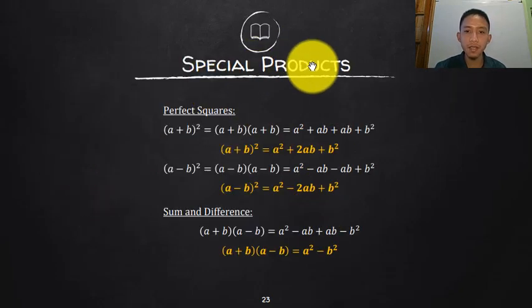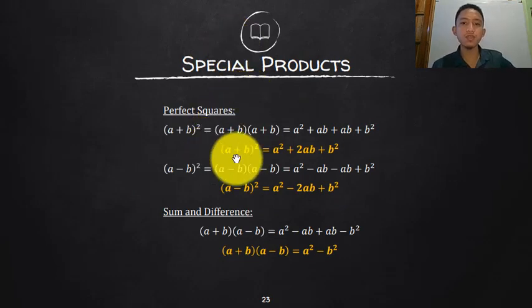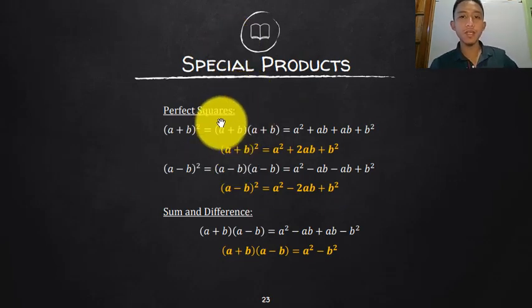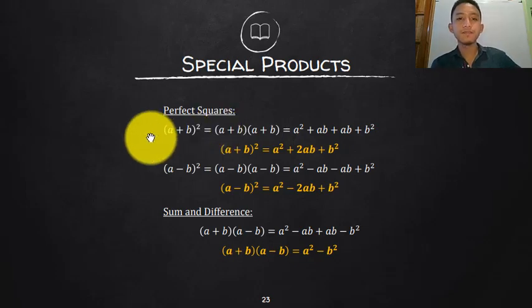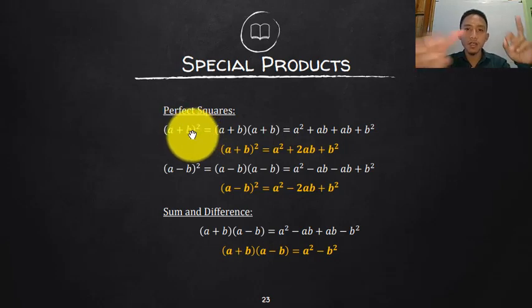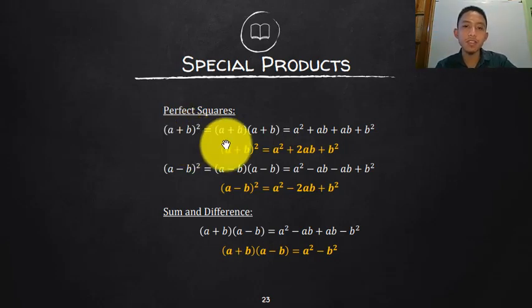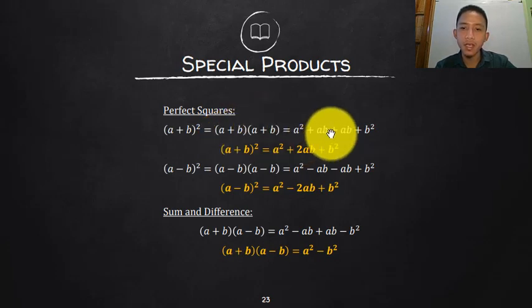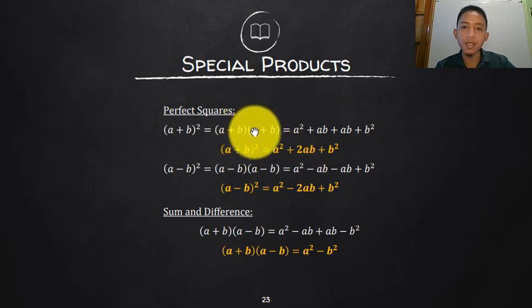So special products. What are special products? These are actually products of binomials. Wherein, if we say a plus b, that is any term, a plus b quantity squared, that means you are going to multiply it by itself, isn't it? If I do that, that will be a squared, that will be ab, that will be ba, which is still positive ab, and that will be positive b squared.